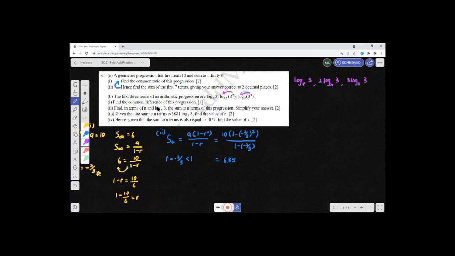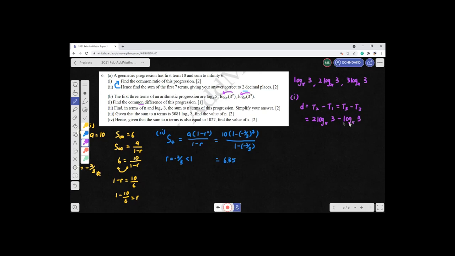So how to find the common difference? I have been teaching this: when you want to find the common difference, you use the second term minus the first term, or you can use the third term minus the second term. Both will give you the same answer. So the second term is 2 log x3 minus the first term.